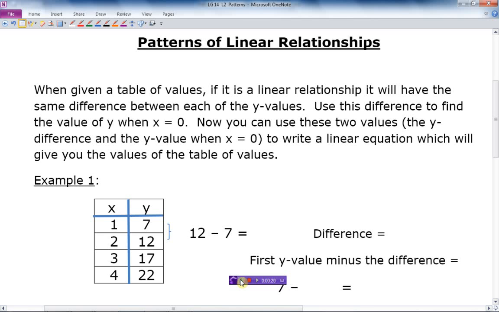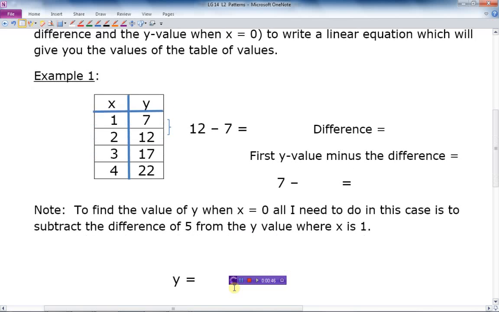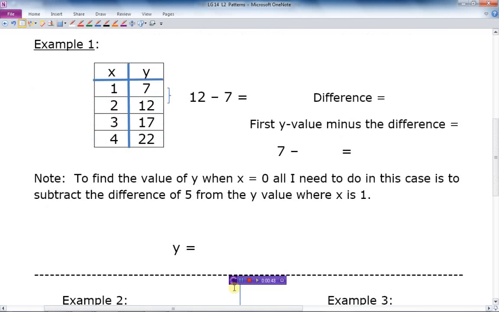We use this difference, and we also use this difference to find the value of y when x equals 0, if we don't know that already. Now we can take those two values, the y difference and the value of y when x is 0, and we write a linear equation which will give us all those data points in the data table, and will give us a straight line. Let's just try a couple examples here and see how that works out.